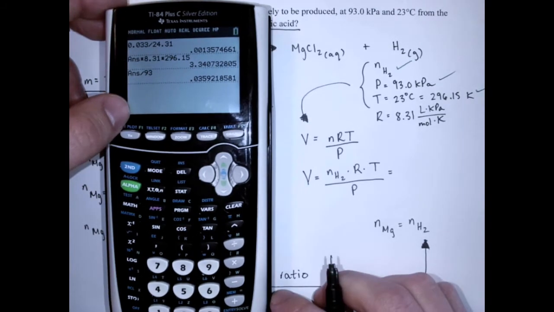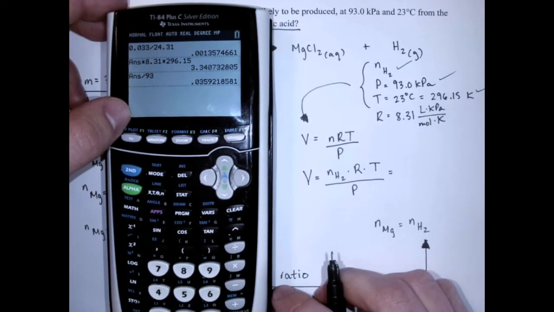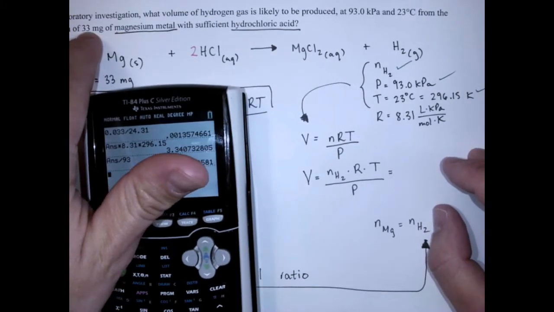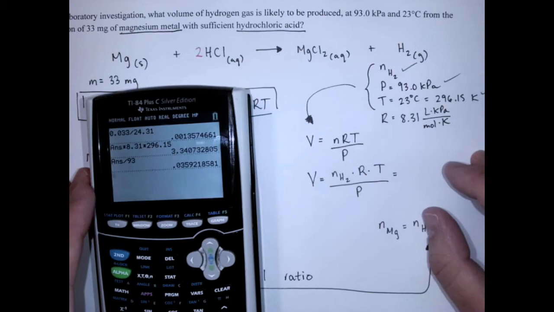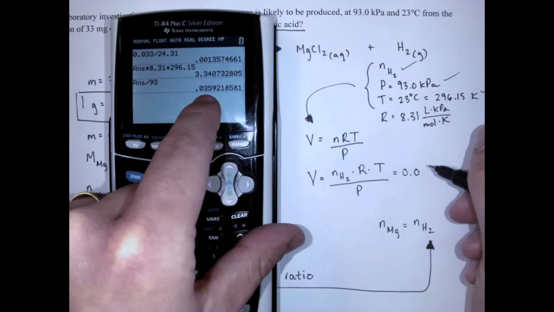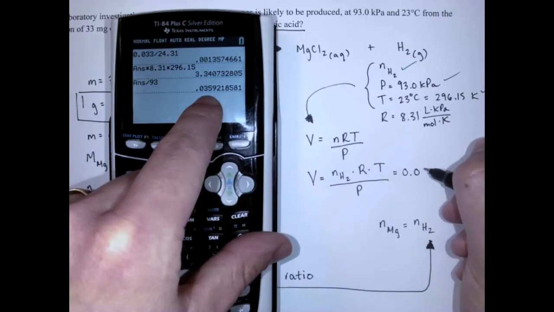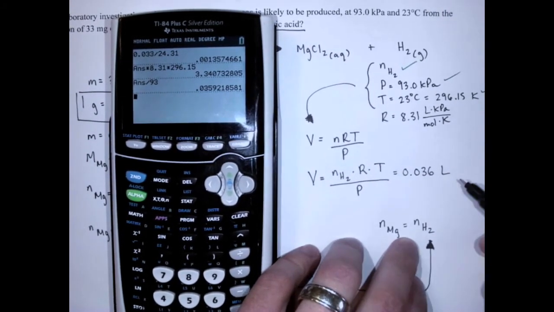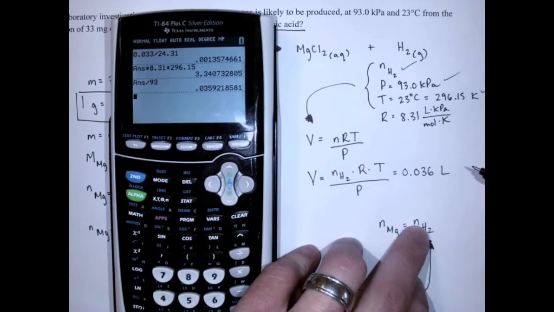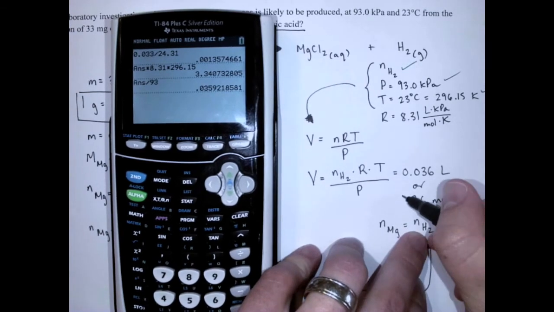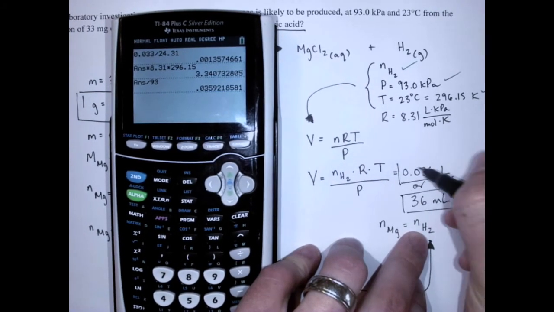Okay, and I get an answer of 0.0359. Here's where I need to consider my significant digits. And looks like I'm going to have 2 significant digits from my mass. So I'm going to write it out as 0.036. The 9 rounds the 5 up to a 6, like that. Okay, so that's 0.036 liters, or you could also say 36 millilitres. Either one's fine.